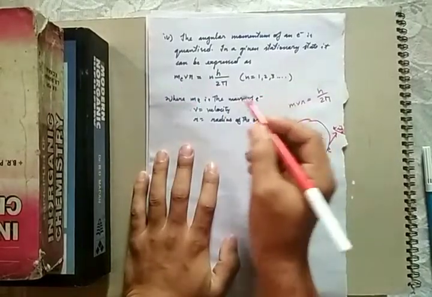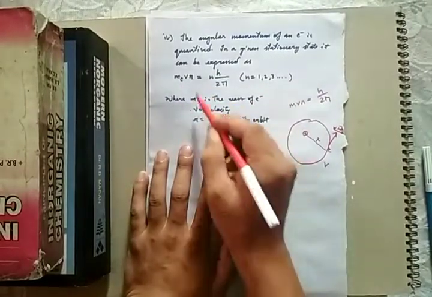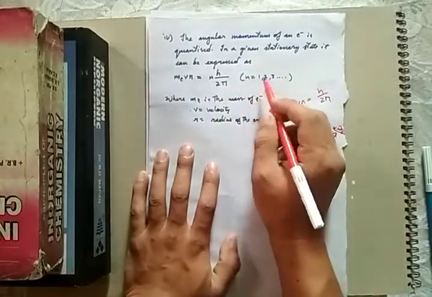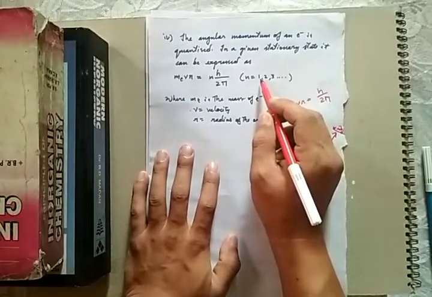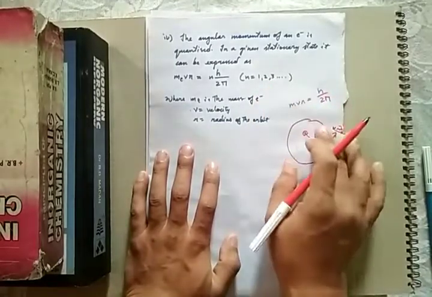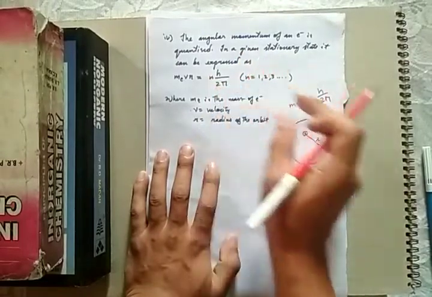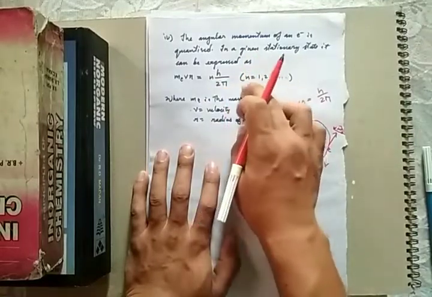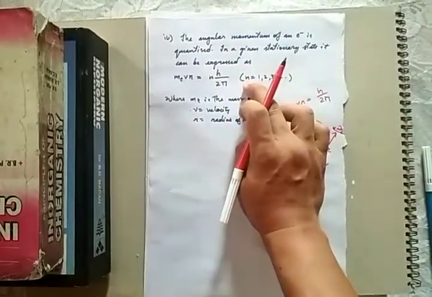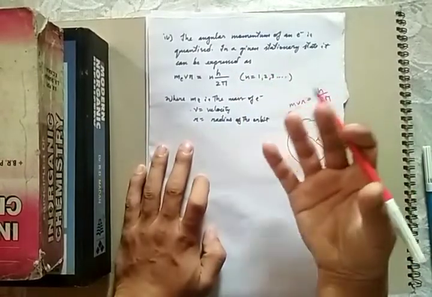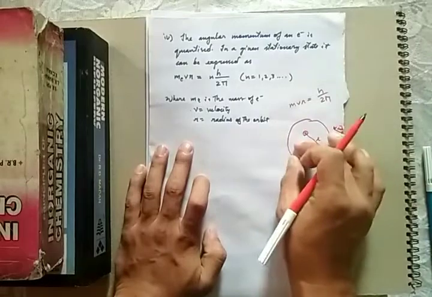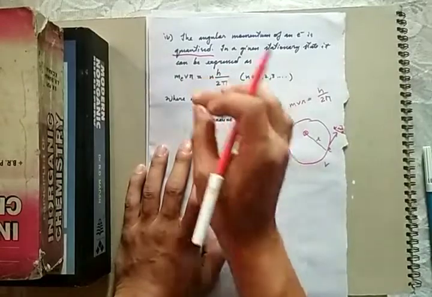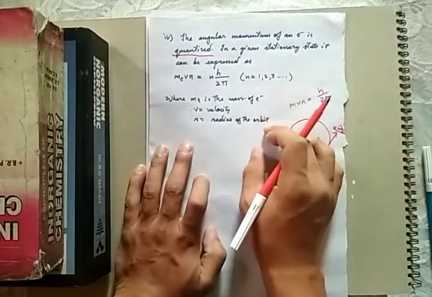So me is the mass of the electron, v is the velocity, r is the radius, and h by 2 pi, n comes here. So n is an integral number of value, 1, 2, 3, like that. So this will give the angular momentum of the electron, and this value will depend on the number of n, that means the number of shell. So each electron has a fixed angular momentum, and then it is said to be quantized, that means they have a fixed or specific value. Quantized means that.